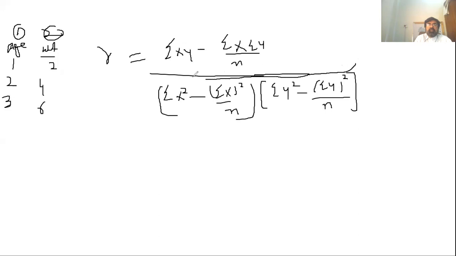And this is under the root. You have to take the square root. Now looking at the formula, we have to calculate all these values. Sigma is the summation, xy is the multiplication of the corresponding values, sigma x is the summation of all the values of x, sigma y is the summation of all the values of y, and this is the pair sample size, n.